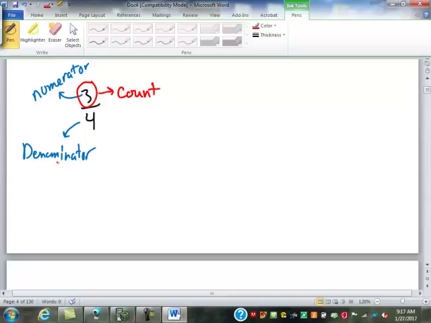Well, denominator, we have different denominations of money, different denominations of organizations. To denominate means to classify or to give a name. So just like having 3 cows or 3 inches, this is 3/4. It's not 2 numbers, it's a single number with the 2 parts, the count and the name.